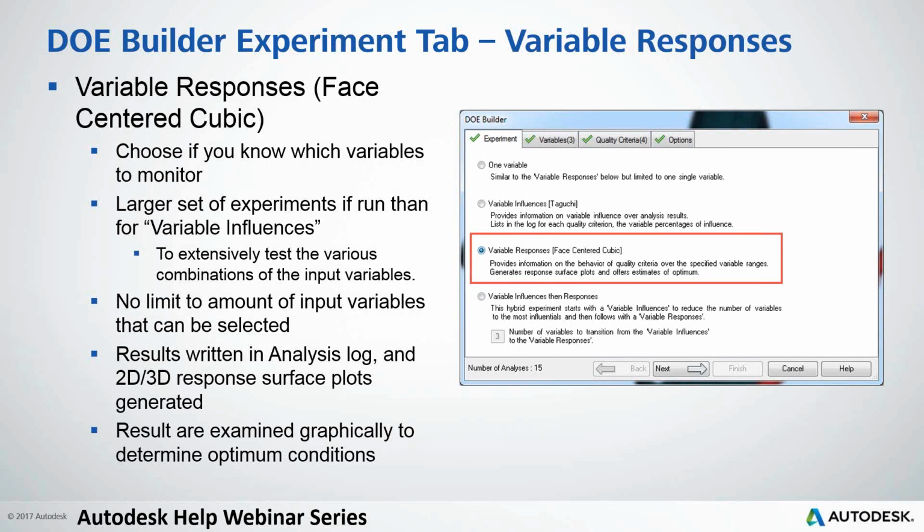As a result, this experiment takes more time than the 2 previous options. The results for this experiment are written in the analysis log, as well as 2D and 3D response surface plots of the data are generated. The results can be examined graphically to determine the optimum conditions.